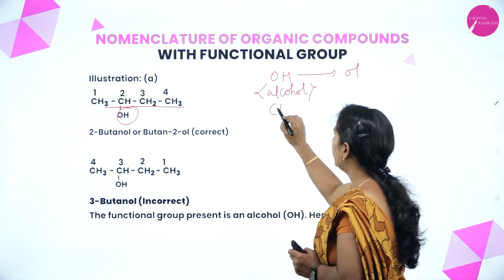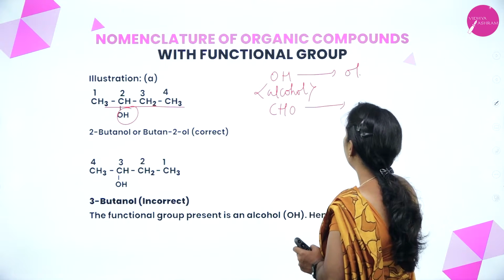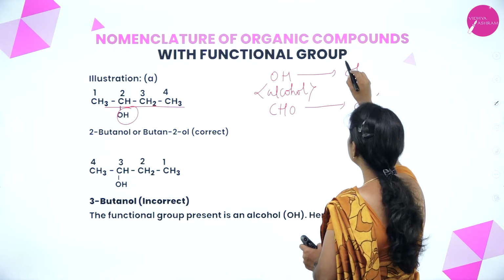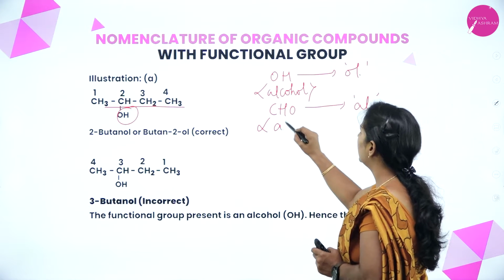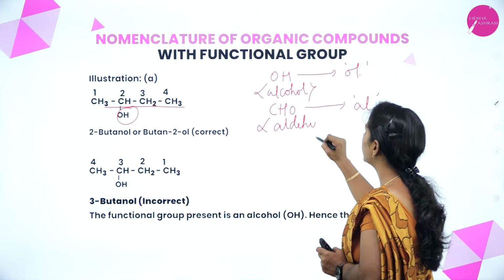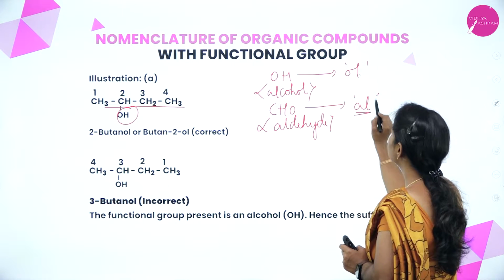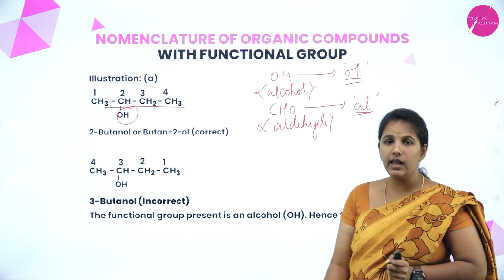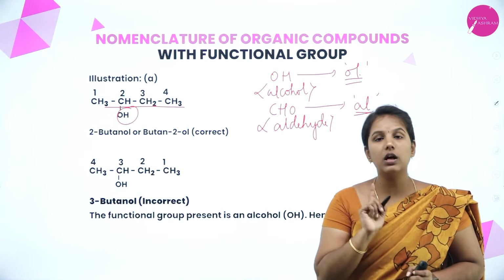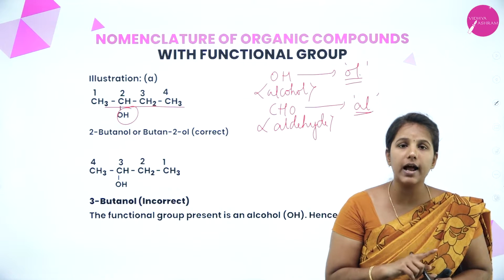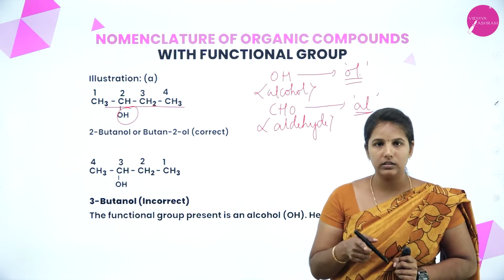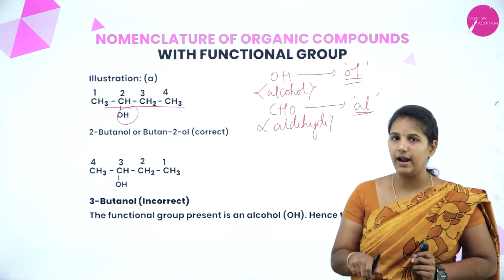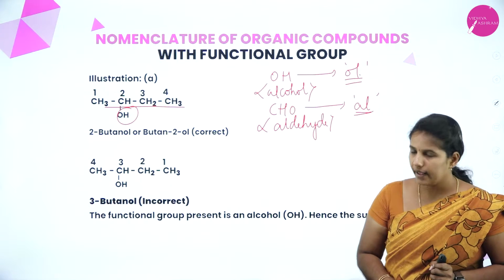Similarly, for the aldehyde, the functional group is CHO and we should use the AL. Most of the students get confused with alcohol as well as with the aldehyde about what suffix should be used. If it is an alcohol, use the last word as OL. If it is an aldehyde, use the word AL. This is something that you must practice while going through the examples.